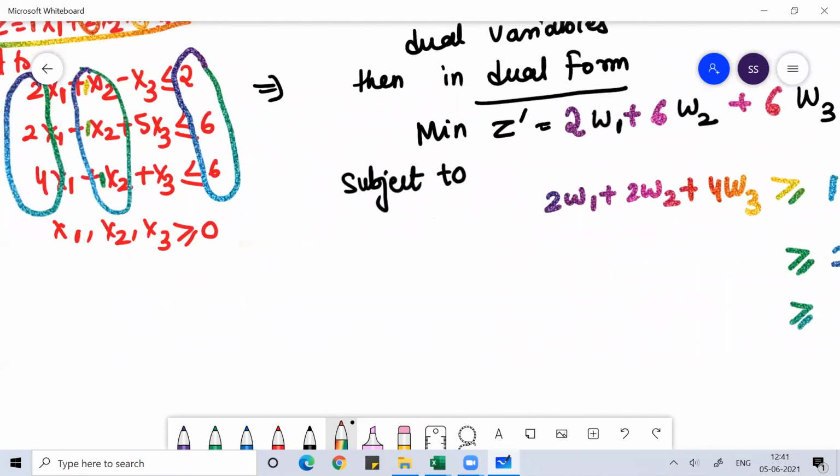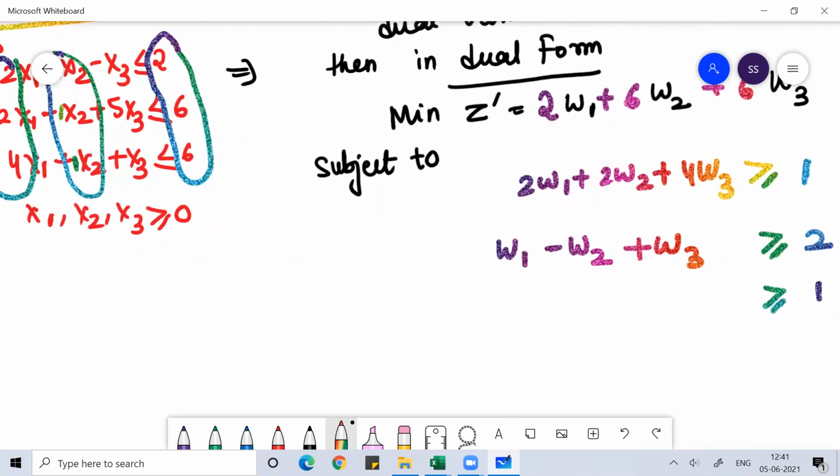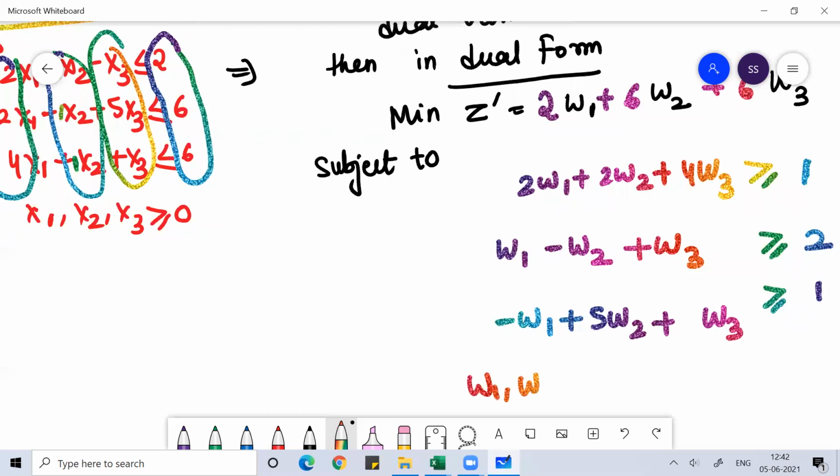Then the next constraint will be W1 minus W2 plus W3 is greater than or equal to 2. The third one, you can see this, guys. What are your constraints? You write minus W1 plus 5W2 plus W3 greater than or equal to 1. Can you understand this, guys? And then after that the non-negativity restriction, where W1, W2, W3 should be greater than or equal to 0.